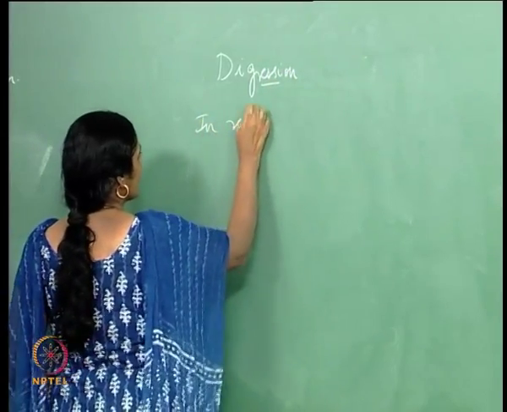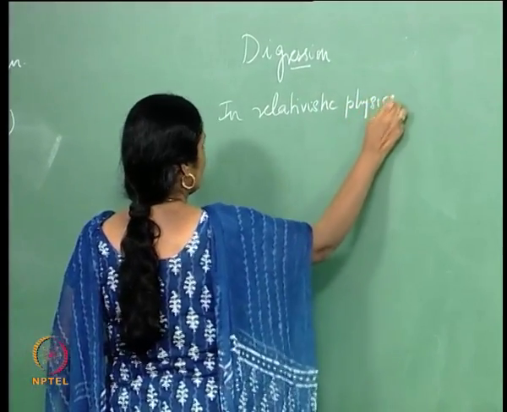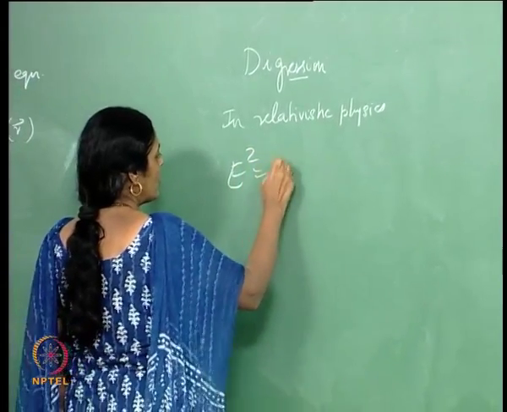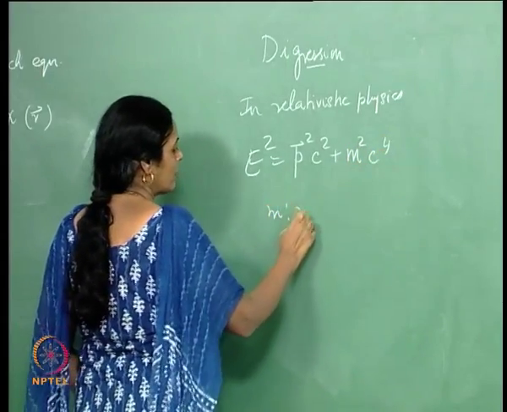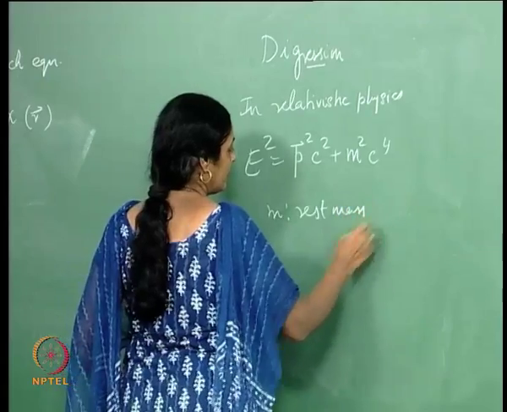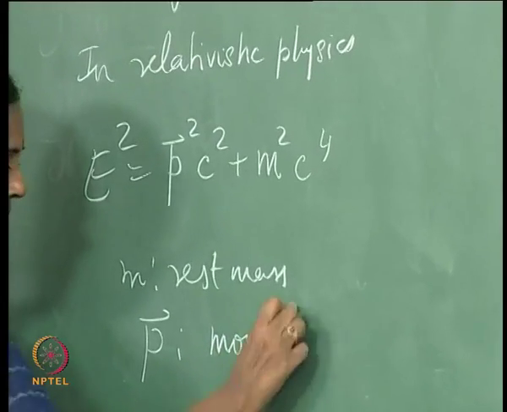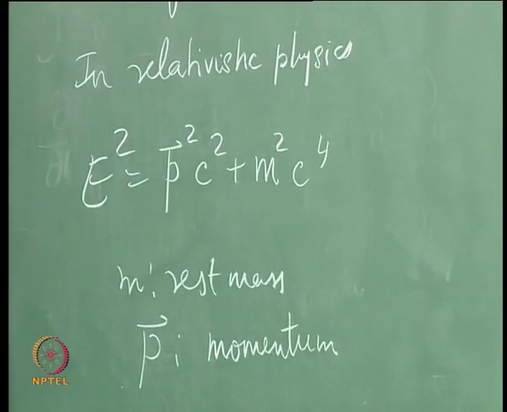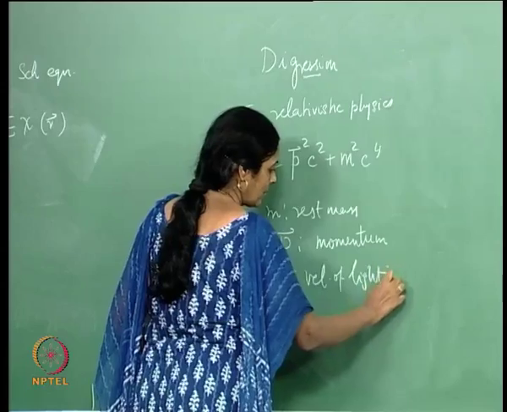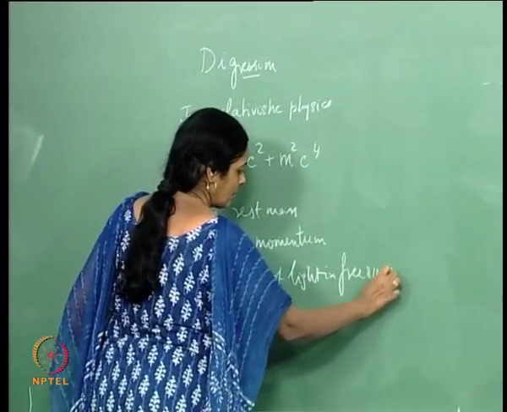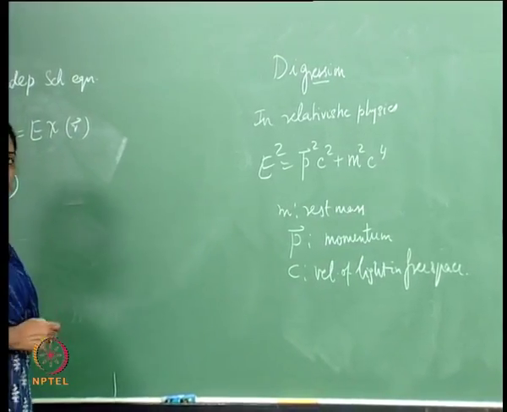In relativistic physics, I know that E squared is P squared c squared plus m squared c to the 4, where m is the rest mass of the particle, and I consider the particle with linear momentum p. c is the velocity of light in vacuum, and this is the expression for energy. E squared is p squared c squared plus m squared c to the 4.